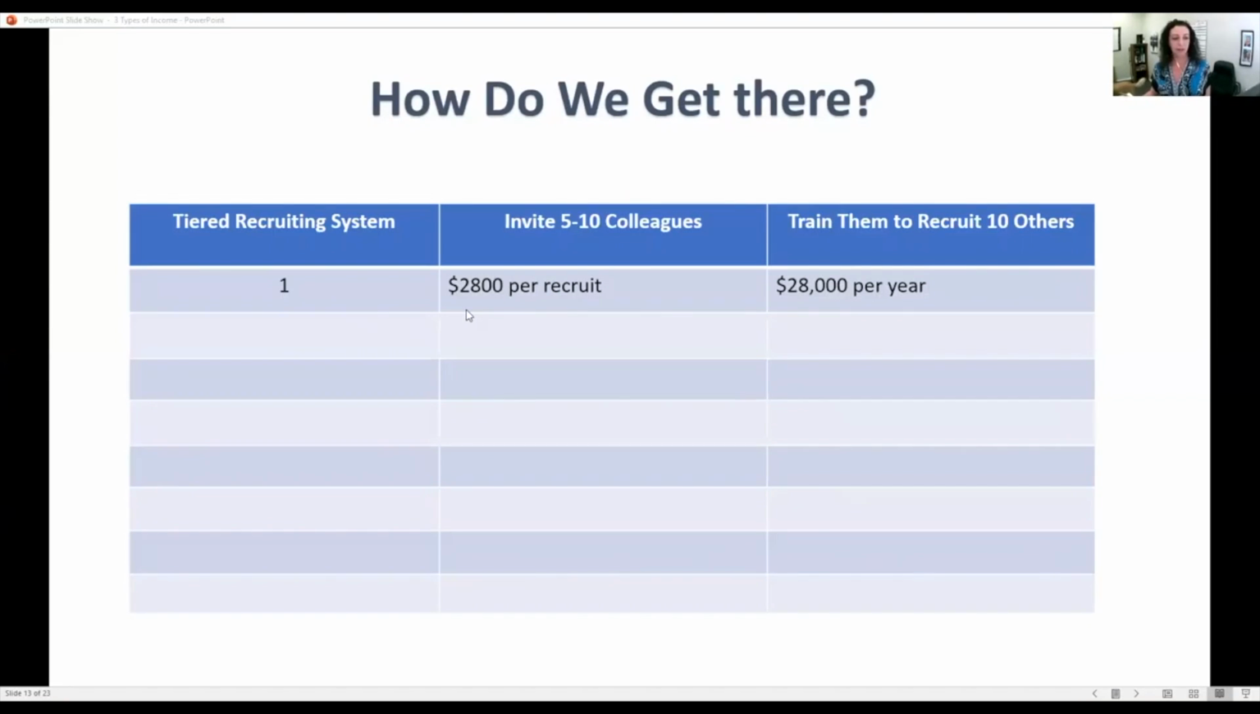So there is that tiered recruiting system. Let's say I invite 5 to 10 colleagues. I know a lot of realtors. I work with a lot of realtors. Even the agents, maybe we've made friends at networking events, or maybe they've been on the other side of a transaction, just somebody that I've met.